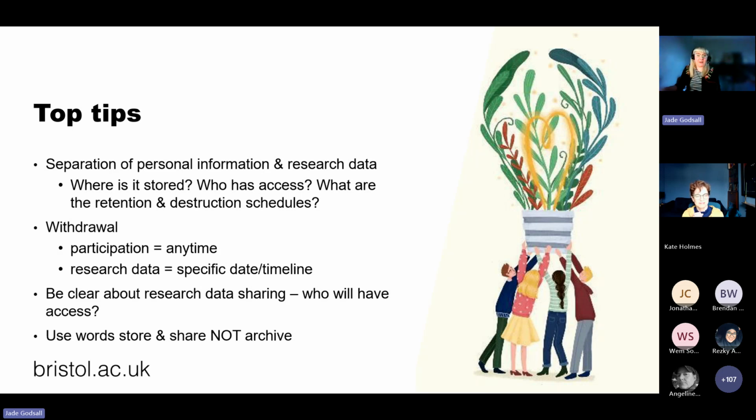Also, be clear about the research data sharing. Who is going to have access? Is it publicly available or only available to researchers upon application? It's good practice to name a research repository if you can, as it gives your participants a searchable name so they can go and look up terms and conditions of use.